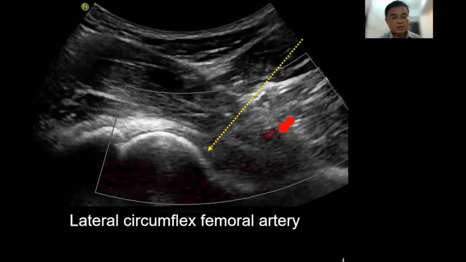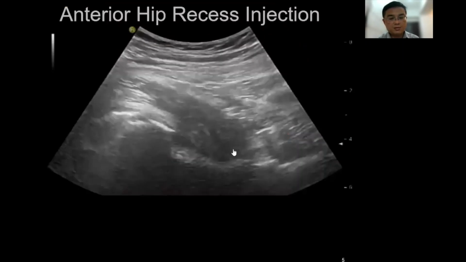The reason why we choose this area is, first, we don't want to hit the labrum. Otherwise, the patient may feel lots of pain. And then we also have to avoid hitting the cartilage. So the best position for us to insert our needle would be the junction between the head and the neck. So let's watch the video.